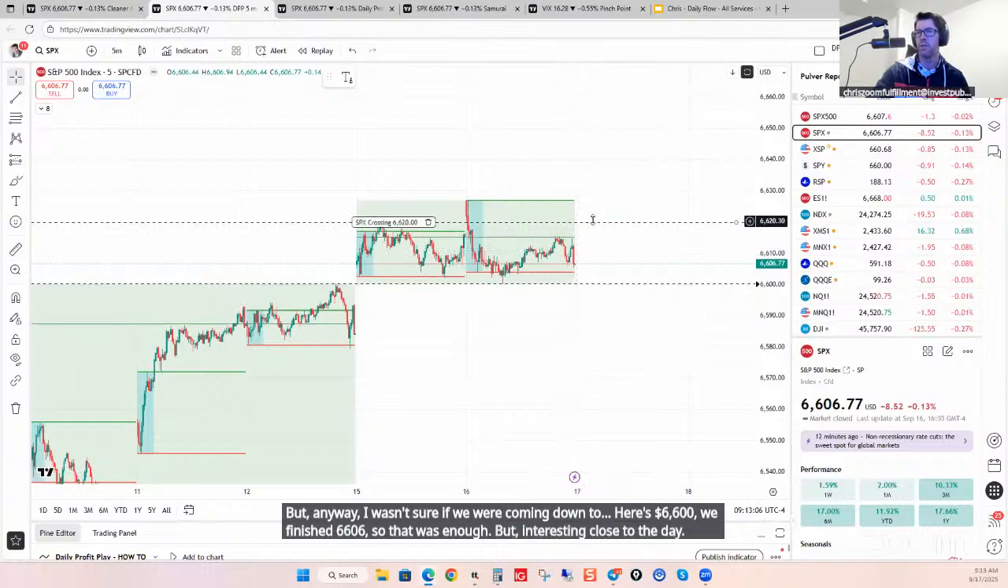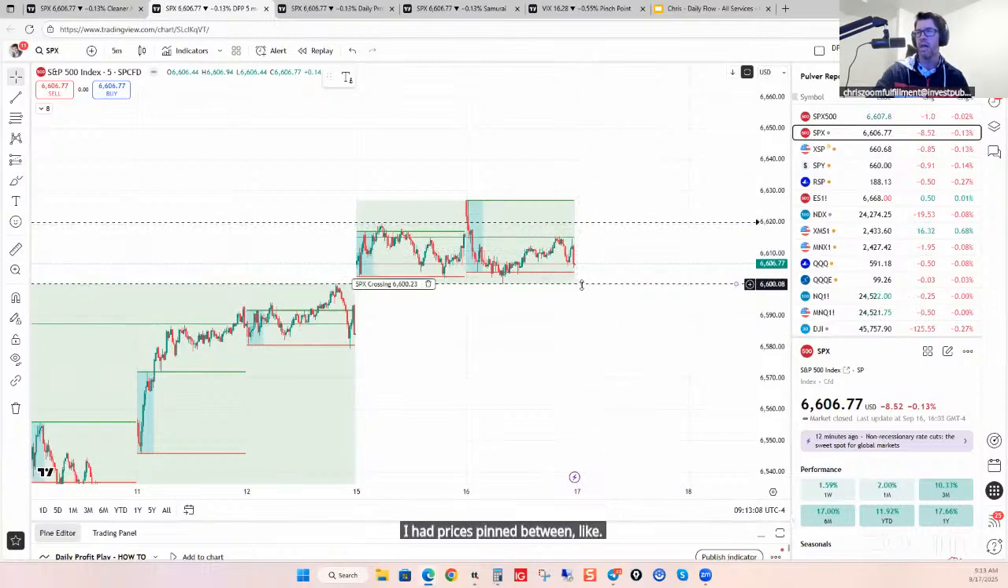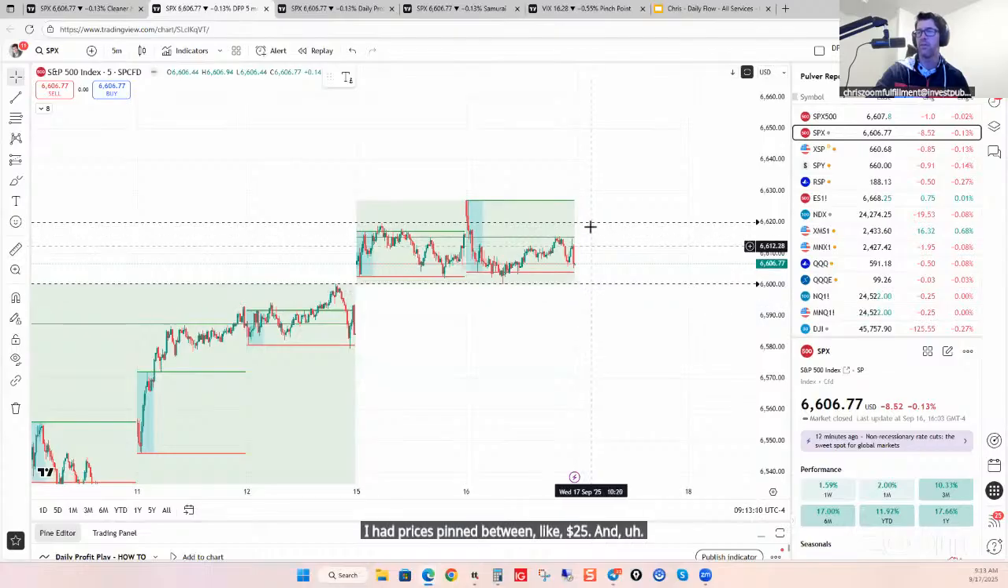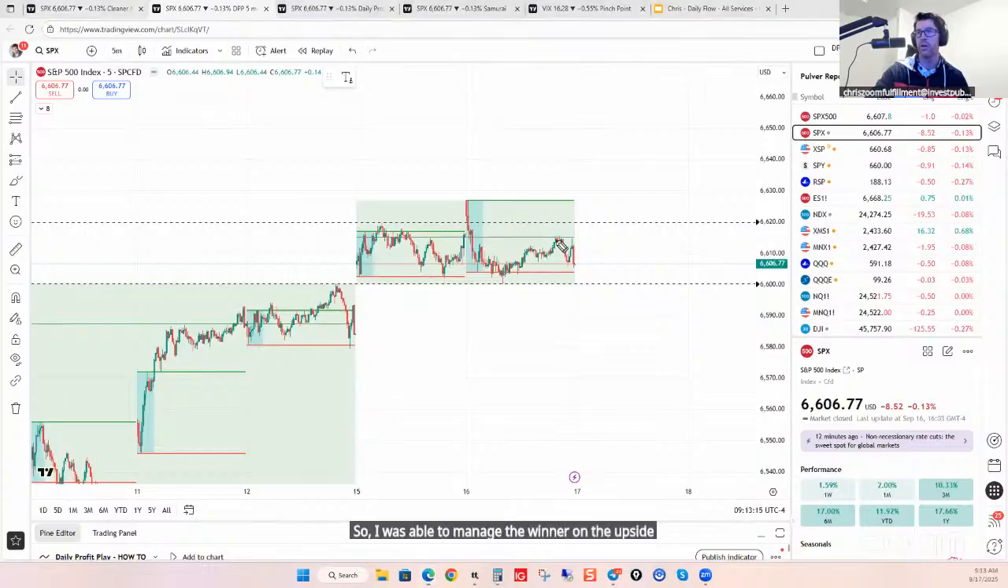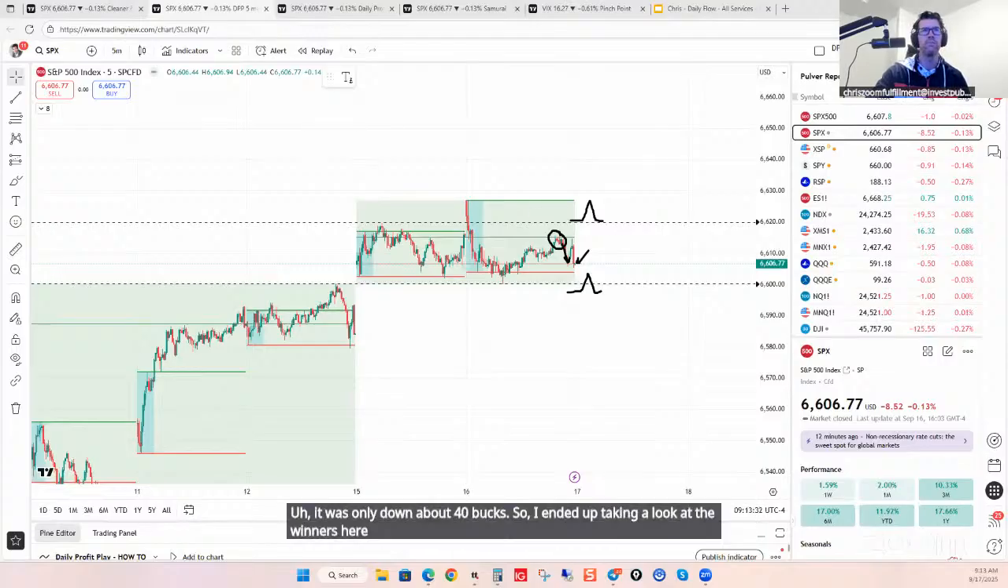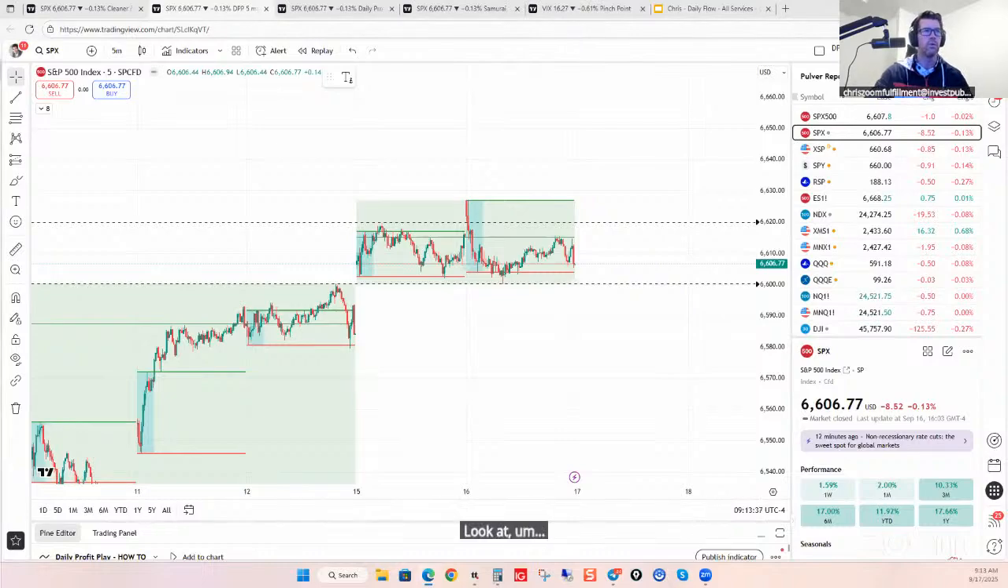I had prices pinned between like 25 and 95. So I was able to manage the winner on the upside actually right here. This trade gave me about $110 on the butterfly spread here. And then this trade at the end of the day, when it was pushing lower right before the close, was only down about $40. So I ended up taking a look at the winners here. I think it was like 100 and some percent. That was on double ups.